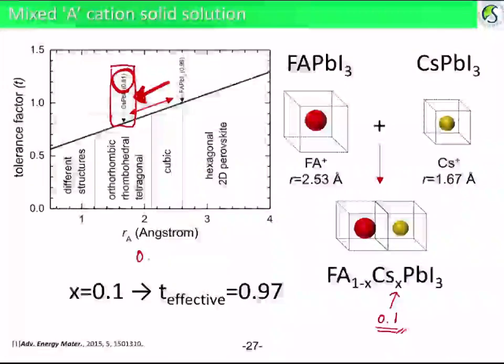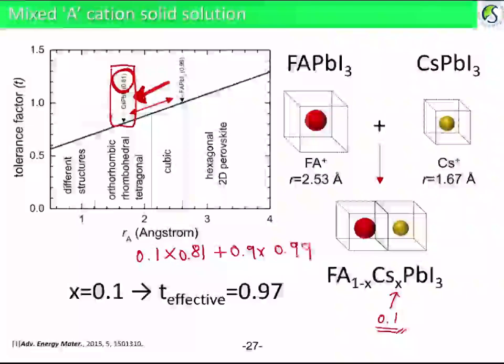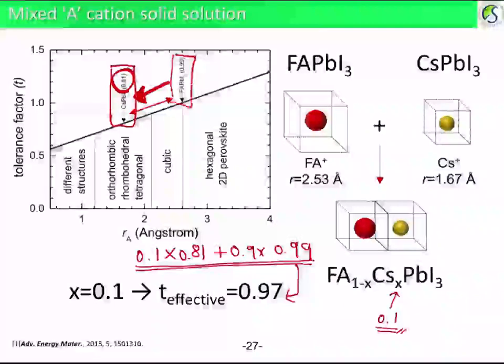calculated from this equation, 0.1 times 0.81 plus 0.9 times 0.99. So if we calculate this, we can get a tolerance factor of around 0.97, which is relatively lower than the pure formamidinium perovskite. So in principle, we should be able to reduce the volume of the lattice by incorporating the smaller cesium cation.